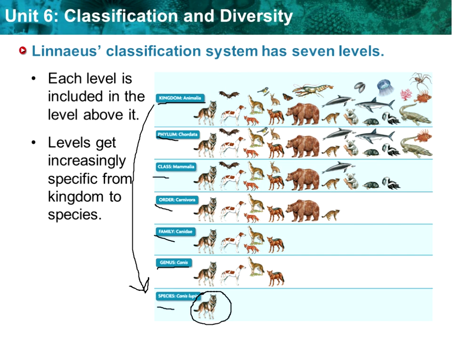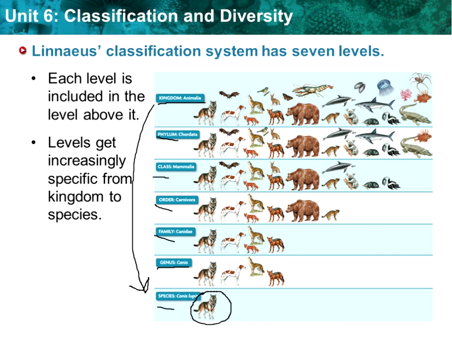Kingdom, phylum, class, order, family, genus, species. From most broad to most specific, that's the order of the Linnaean classification system. Will you see that on the test? Definitely. Will you see it on the EOC? Definitely. So it's something you need to memorize on how biology organizes their animals.